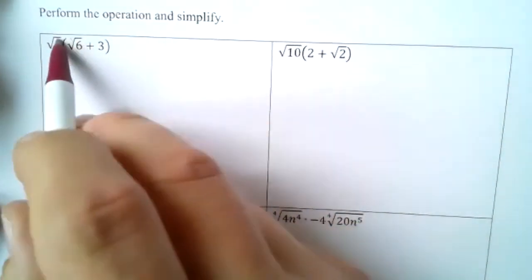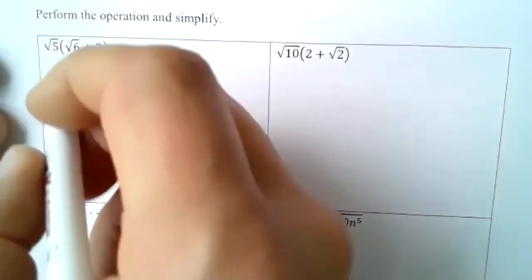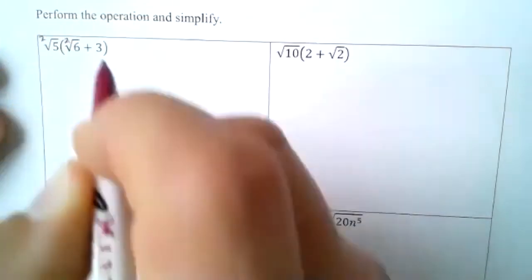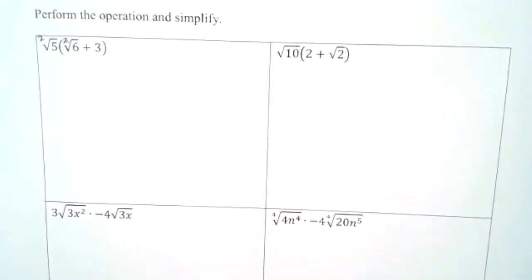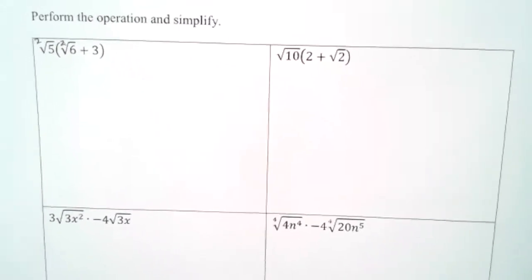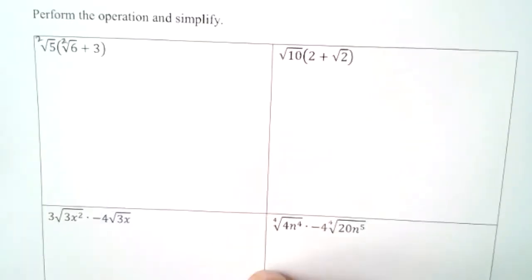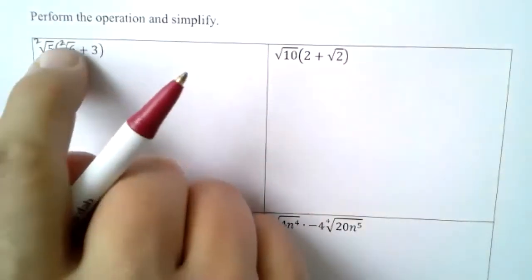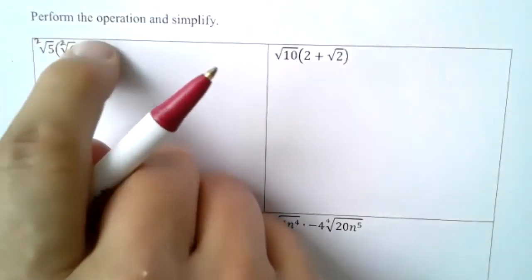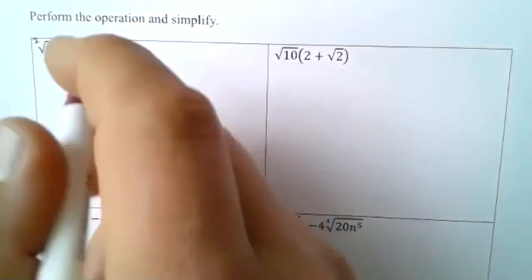Okay, so let's perform the operation and simplify. What we're going to have here, if you'll notice, is an index of 2. If you have more than one index, sometimes that happens, you call it indices, okay? So we're going to multiply these two terms and these two terms together. We're going to perform the operation and simplify.